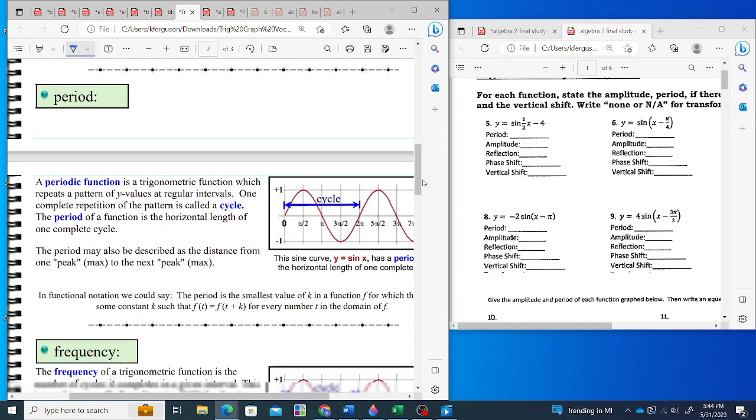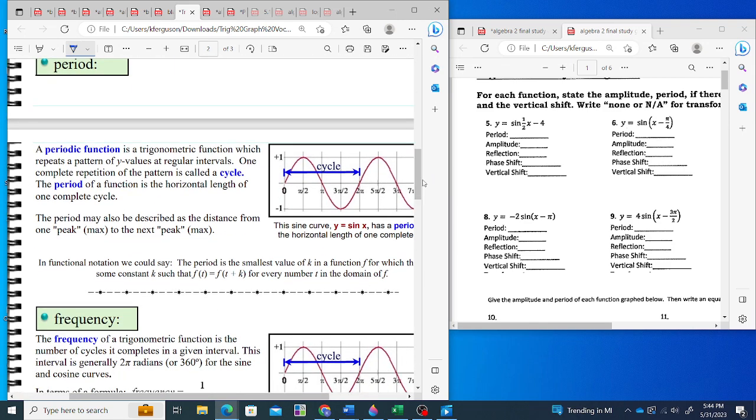Next is frequency and period. Period, right, is the length that it takes for me to get through one cycle of my graph. So remember when we're talking about sine graphs, it looks like that, and when we're talking about cosine graphs, it looks like that, right? Or something to that effect.